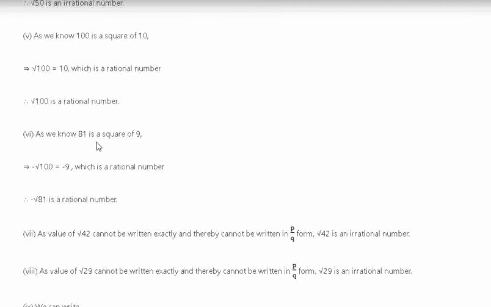As we know, 81 is the square of 9, so root 81 equals 9. Sorry, that was the wrong one, I had put 100 here. Just simply put 81, not 100. It is 81.